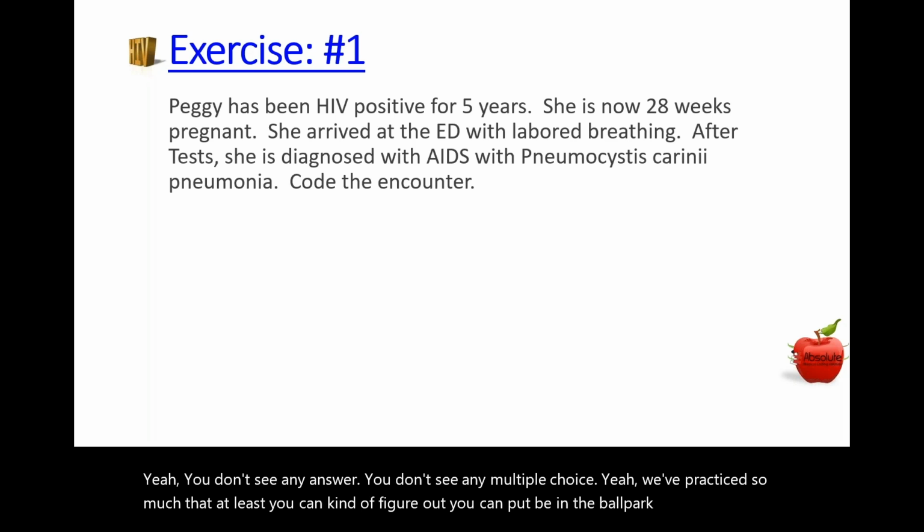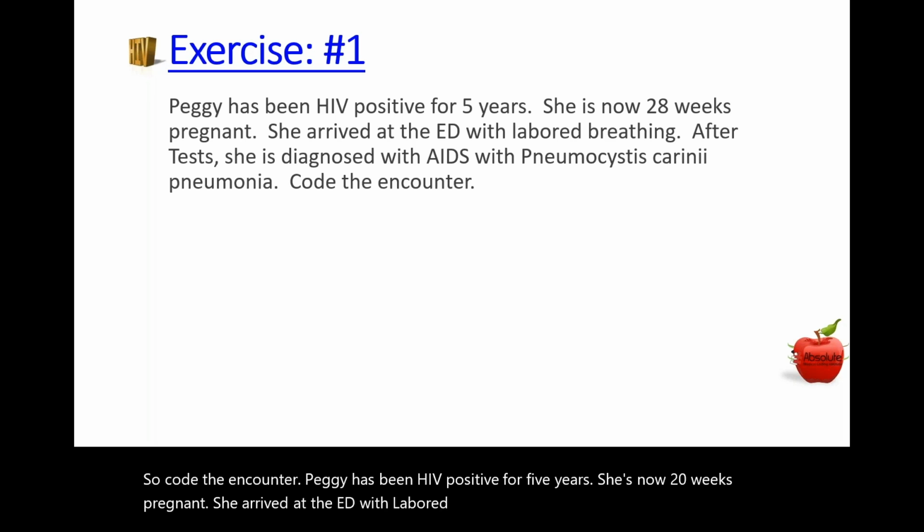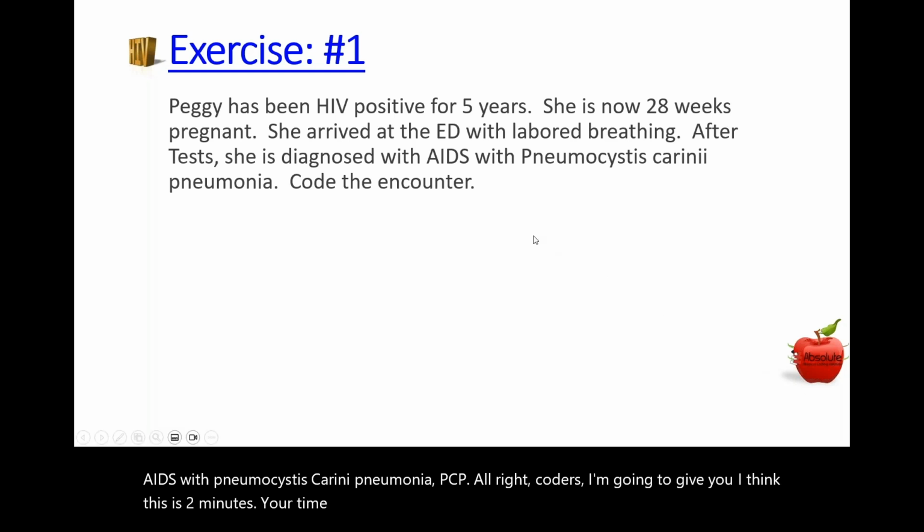All right. So, code the encounter. Peggy has been HIV positive for 5 years. She's now 20 weeks pregnant. She arrived at the ED with labored breathing. After tests, she is diagnosed with AIDS with Pneumocystis carinii pneumonia, PCP. All right, coders, I'm going to give you, I think this is 2 minutes. Your time begins now.